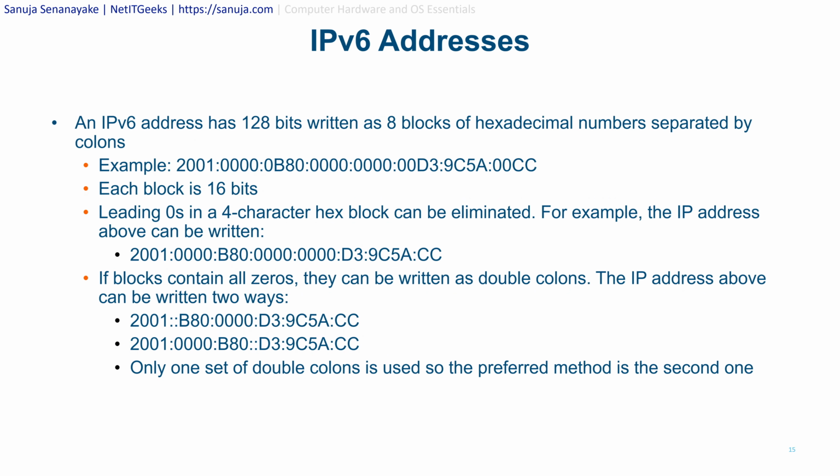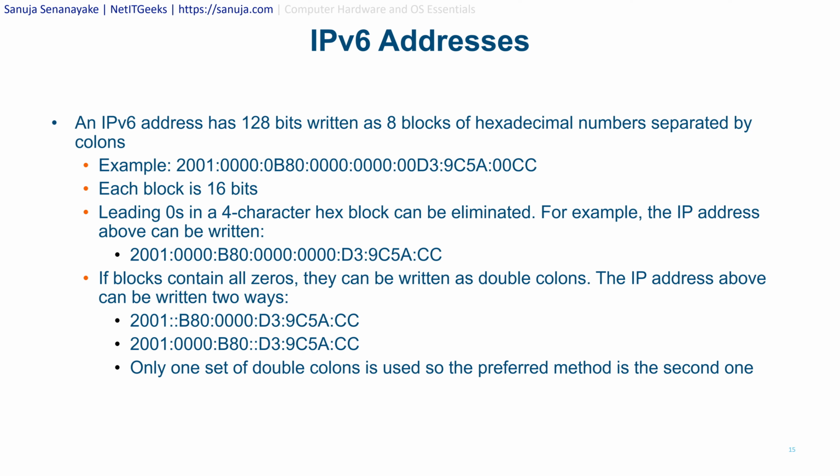IPv6 addresses. An IPv6 address has 128 bits, written as 8 blocks of hexadecimal numbers separated by colons. Actually they are not semicolons, they are colons, sorry about that. So we have 2001 colon, and then you have something here, and then colon and colon, and those colons separate your IPv6 address. Each block is 16 bits. Remember, previously it was only 8 bits, but this time we have 16 bits.